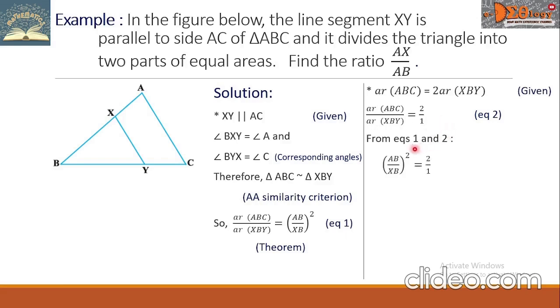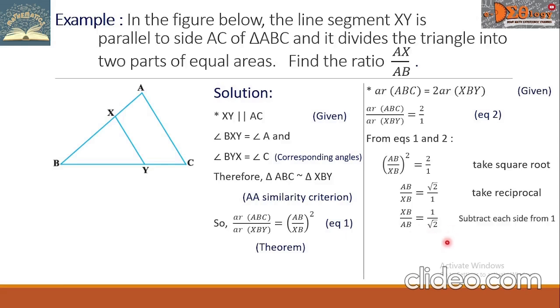When we equate equations 1 and 2, we will get the square of the fraction AB over XB equals 2 over 1. Then let us take the square root of both sides. The square on the left side will be cancelled out. And then on the right, we will have square root of 2 over square root of 1, which is still 1. And from here, we will take the reciprocal. So on the left, we have XB over AB equals 1 over square root of 2.